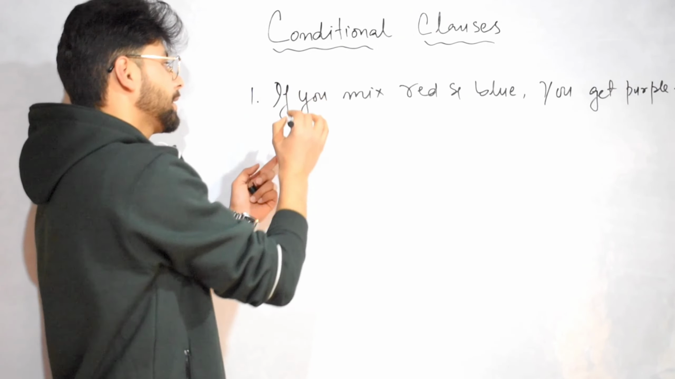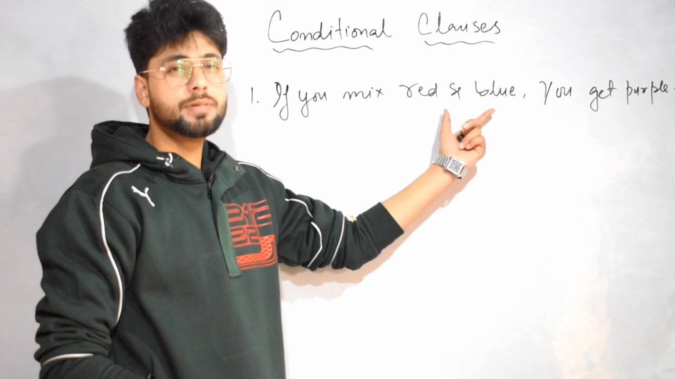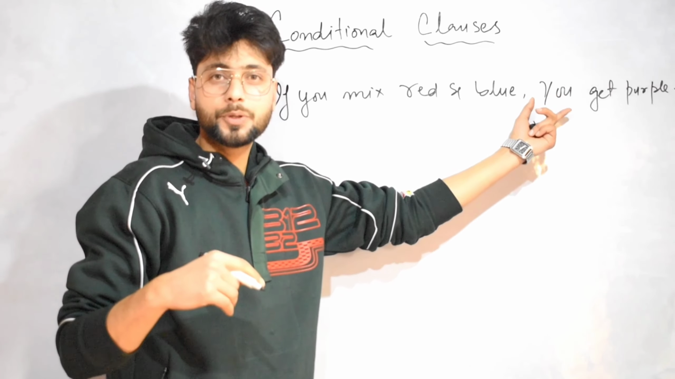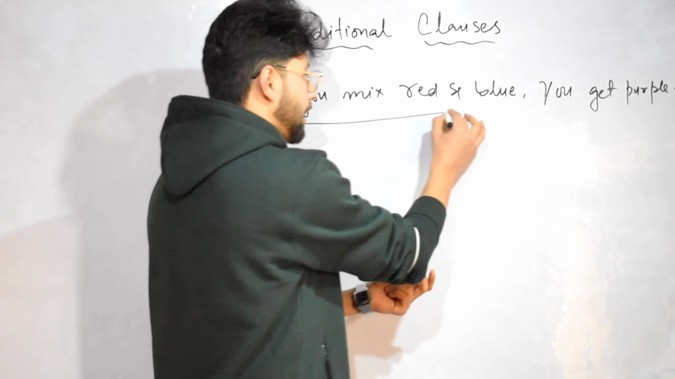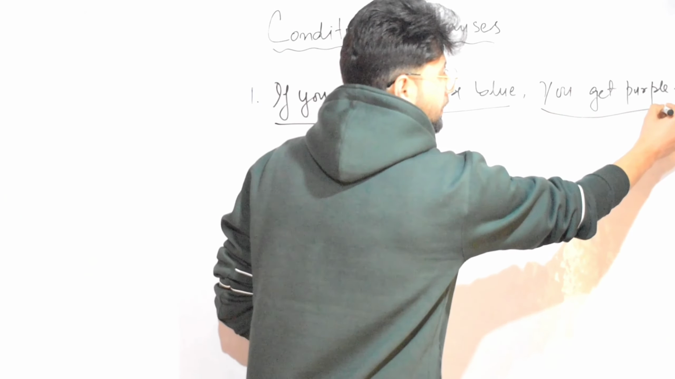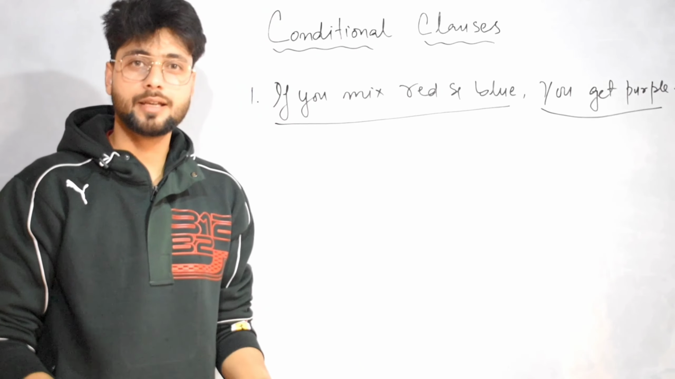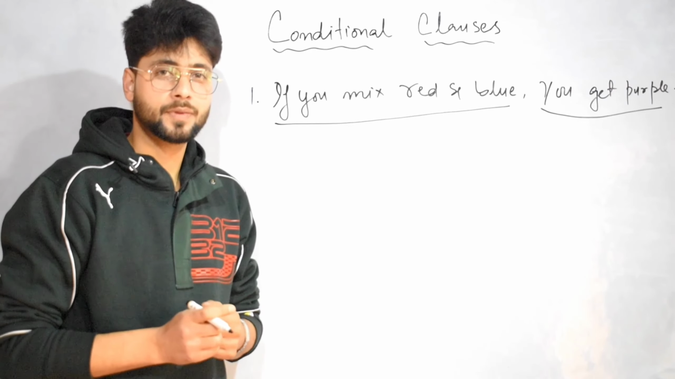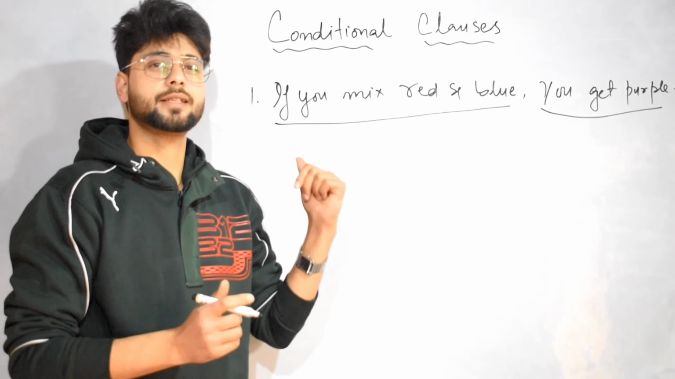If you mix red and blue, talking about color, you get purple. This is the if clause. You get purple is the main clause. And it's universally accepted and it's experimentally proved. Now, moving on to the second example.